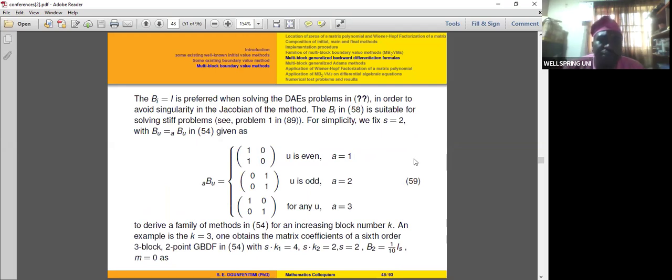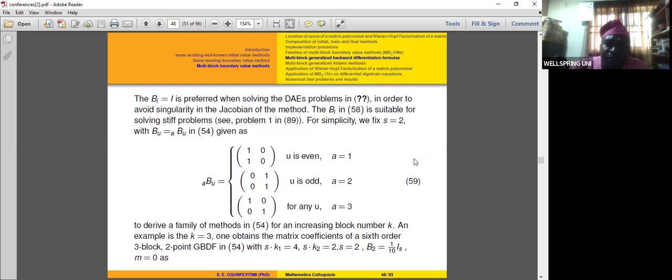For the case of us solving differential algebraic equations, the identity is required because we tried to solve it using the second option, and we found out that singularity was occurring in the Jacobian. So the identity one is preferable when solving these. Then we give some illustration.